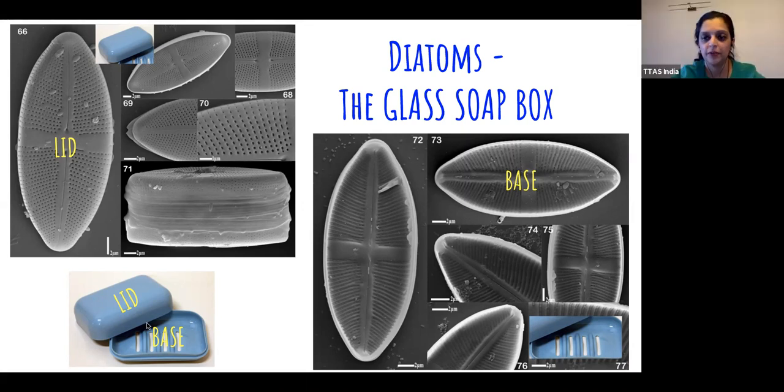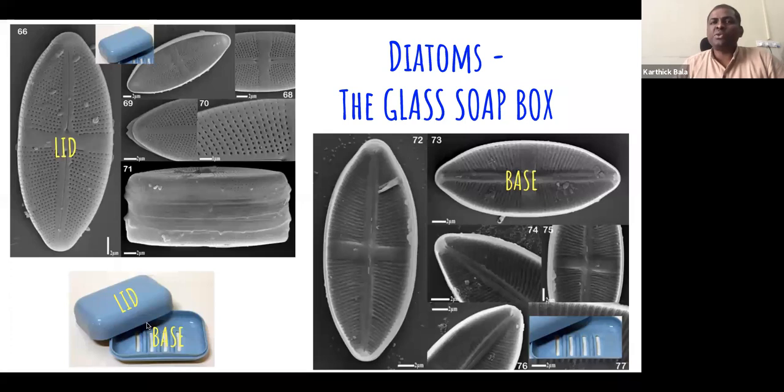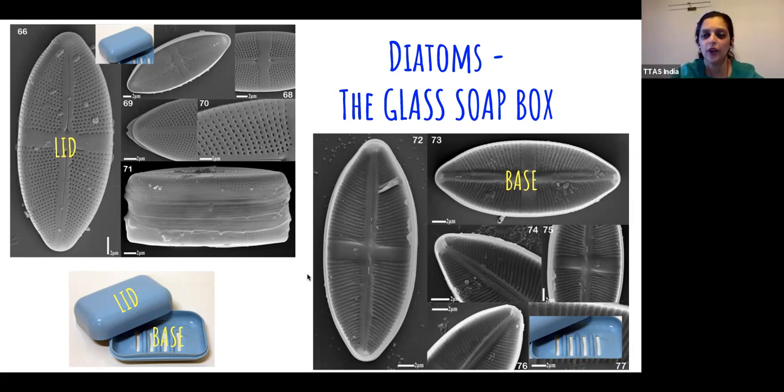I just remembered, we can also see diatoms using a fluoroscope, like a simple microscope. We use a fluoroscope in the field to check whether our samples have diatoms or not. So yes, we can use a fluoroscope also to look at diatoms. Okay, all right, we can go on, I think.